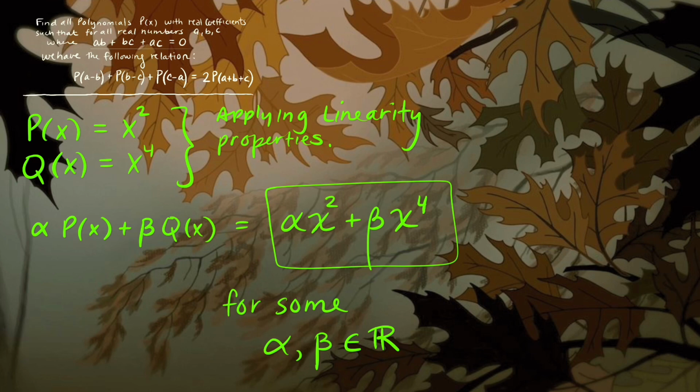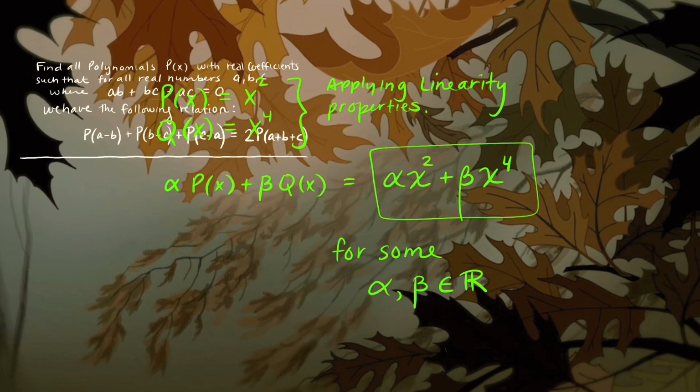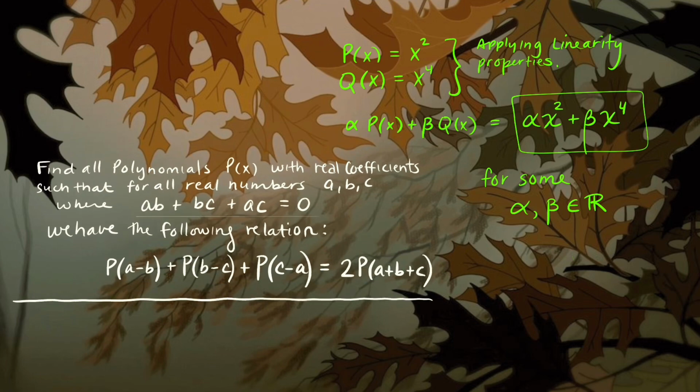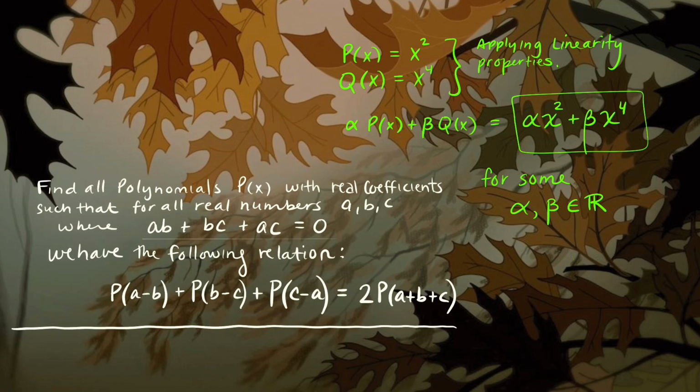So let's consider p of x to be x squared, q of x to be x to the 4th, because both 2 and 4 work as powers, and any linear combination of this would be alpha x squared plus beta x to the 4th. That would be the set of all polynomials with real coefficients that satisfy this particular functional equation for some constants alpha and beta.